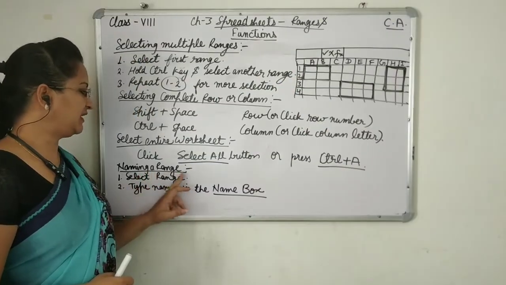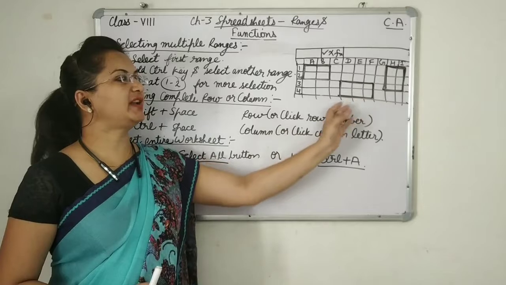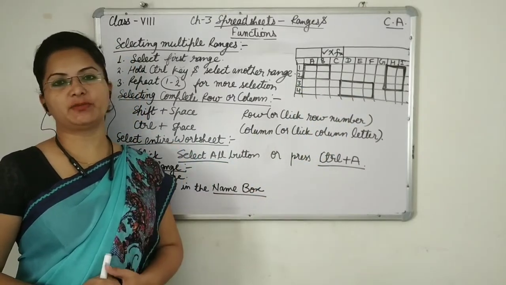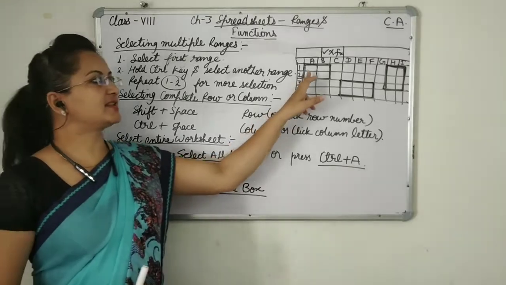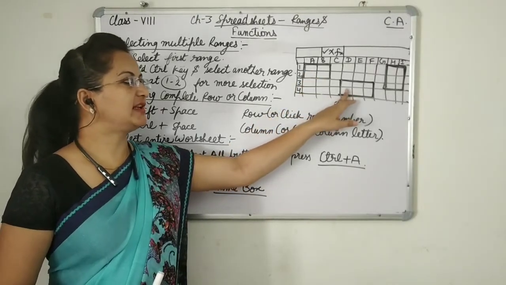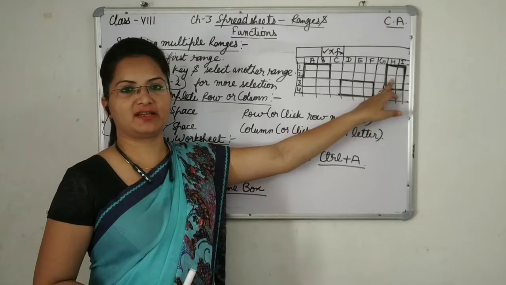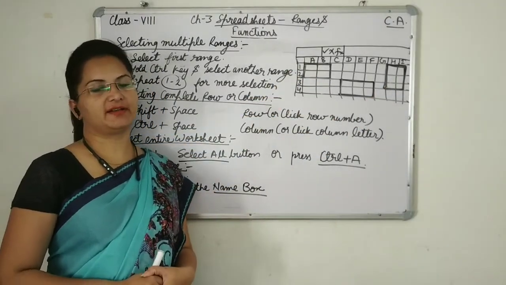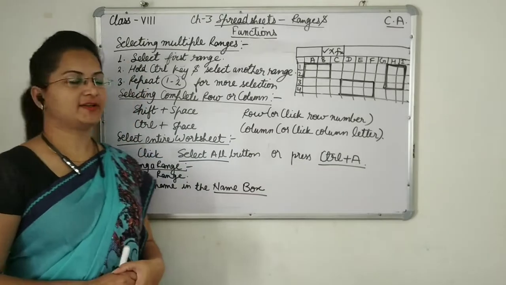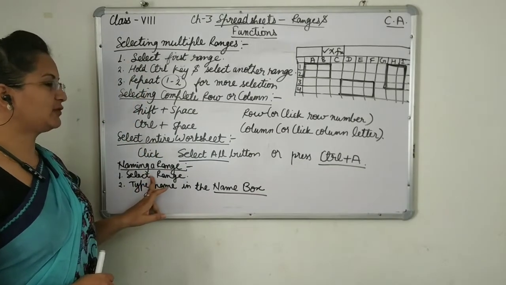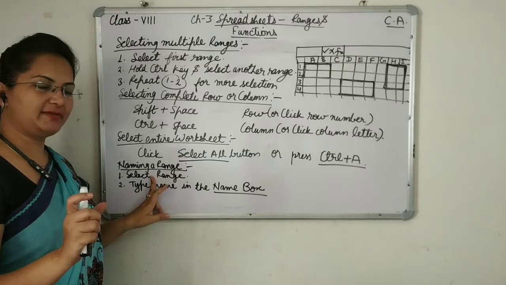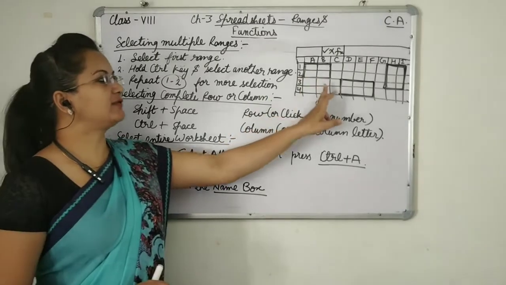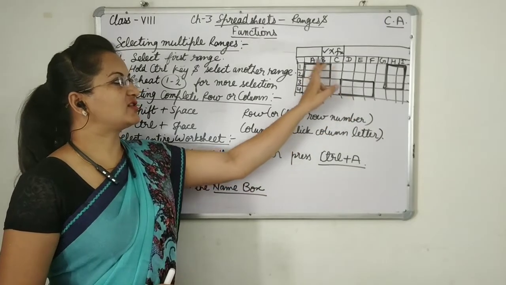Now the next is naming the range. If we have selected many ranges in the sheet, then we can give a name to a particular range. Like if this is the student range, this is the teacher's range, this is the marks range. So it depends on the details that you have written in these groups of cells. If you have to give a name to a group of cells, meaning to the range, then you have to select the range first.